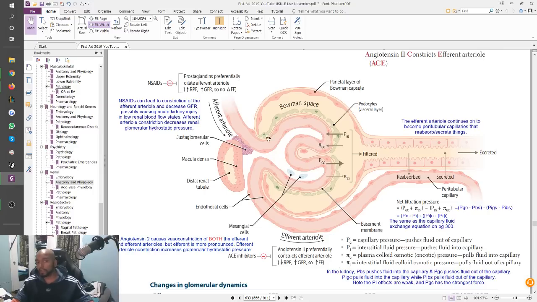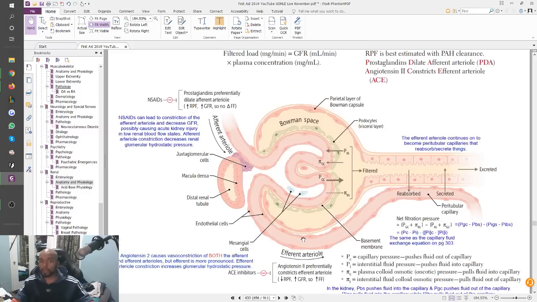So it's not like things are going to sit here for long. Whatever came, once it reaches, it's just going to keep going. Right? So the filtration rate, GFR, is more affected by whether or not you make things sit here, whereas renal plasma flow is affected by how well things can flow through the capillaries.